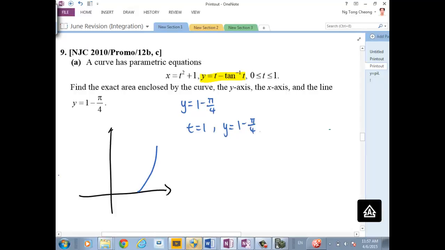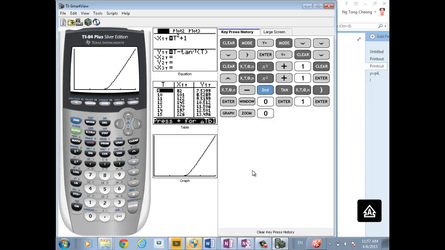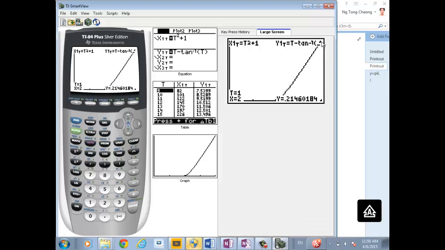Then now you have another problem: where is t equals 1 on the graph? What you can do is always go back to your GC. Go to second, calculate, value. Then it will prompt you for the t value, so my t equals 1. Do you see something blinking up here? That's where your line y equals 1 minus power 4 is, roughly.